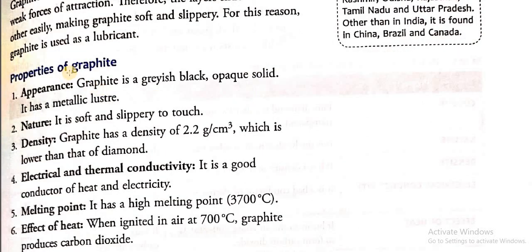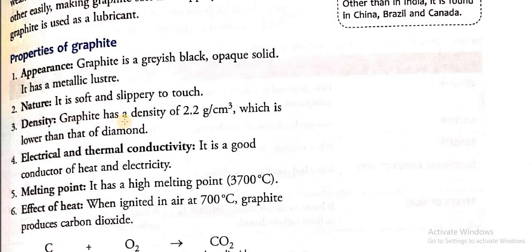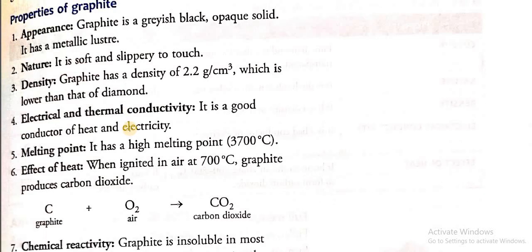Now we'll see the properties of graphite. First is appearance. Graphite is a grayish black, opaque solid and it has a metallic luster. Nature, it is soft and slippery to touch. That means it is very soft and when you touch it you'll find it slippery. Graphite has a density of 2.2 gram per centimeter cube, which is lower than that of diamond.